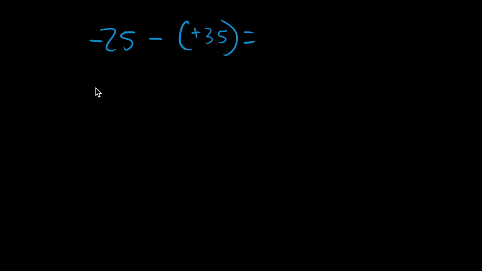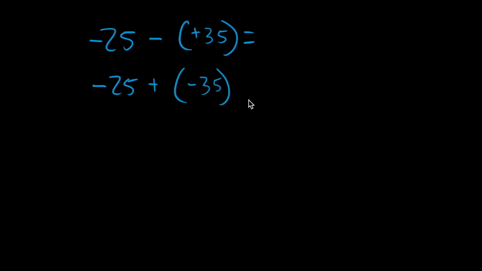Okay, so the first thing I do is just bring down the first integer because we're subtracting two numbers, and I want to turn it into an addition problem. And then I change the operation from minus to adding. And then we need to flip the positive 35 to negative 35. And then we work from here.